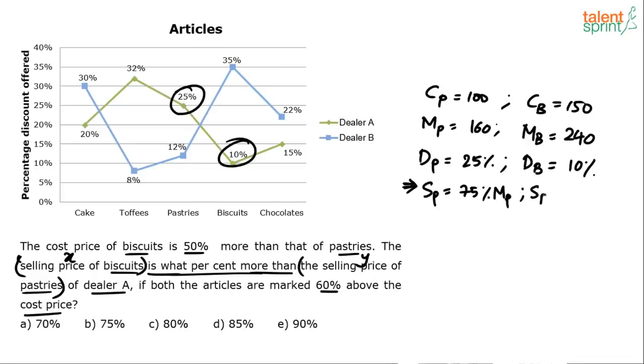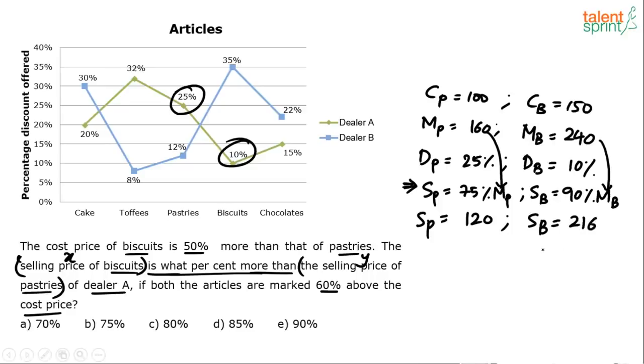Similarly, what is the selling price of biscuits here? Discount is 10%, selling price will be 90%. 90% of what? The mark price of biscuits. Do the calculation. 75% of 160. 90% of 240. Now 75% of 160 is 120 rupees. Selling price of pastries is 120. Selling price of biscuits, 90% of 240, will be 216 rupees. Now the question, come back to the question. So X, selling price of biscuits. How much is X? Selling price of biscuits? 216.